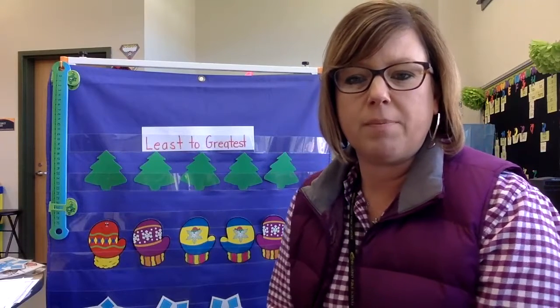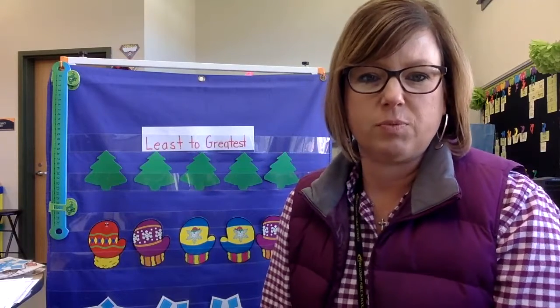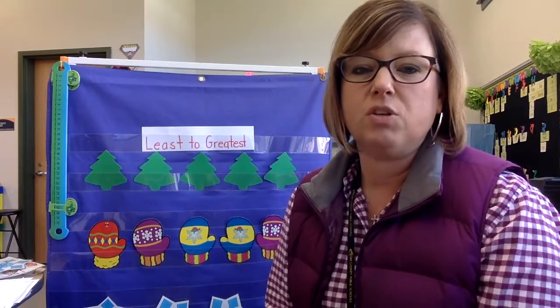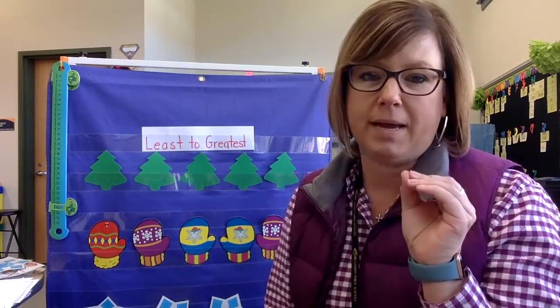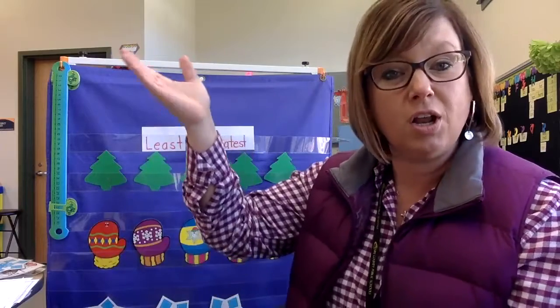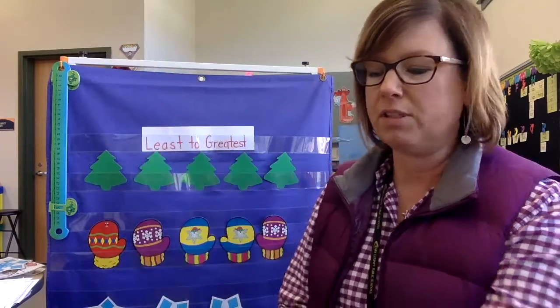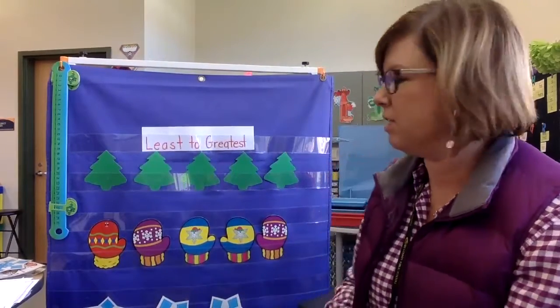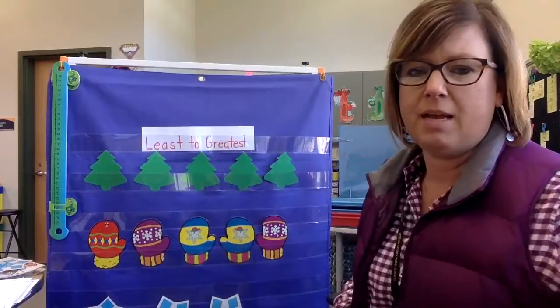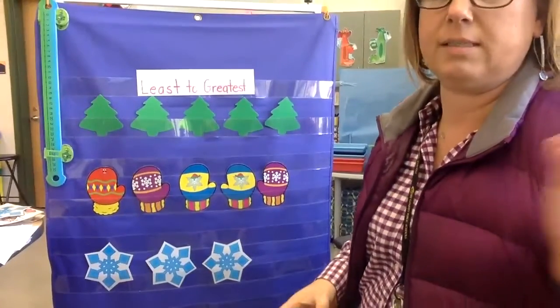Today we're going to talk about least to greatest. We're going to order sets from least to greatest, okay? So least means the smallest amount, and the greatest is your largest amount. So the first thing we're going to do is count each set, okay? And I'm hoping you can see all three sets on here.